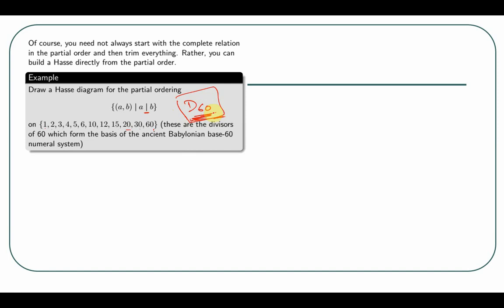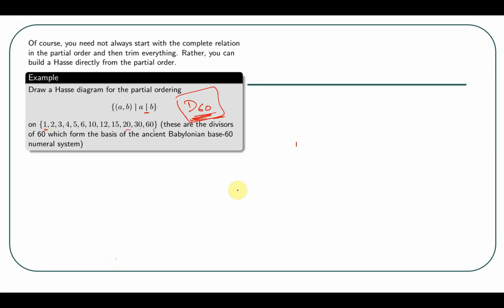So now I have to draw a hash diagram for this. So the hash diagram always begins from the bottom up. So we'll start with the smallest element, 1. So we'll start with the element 1.